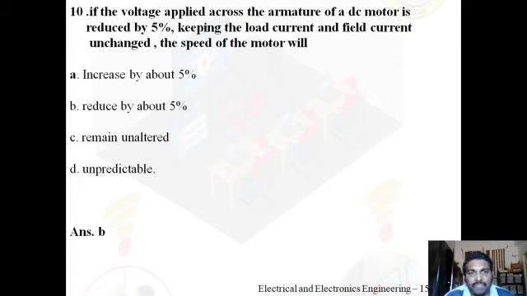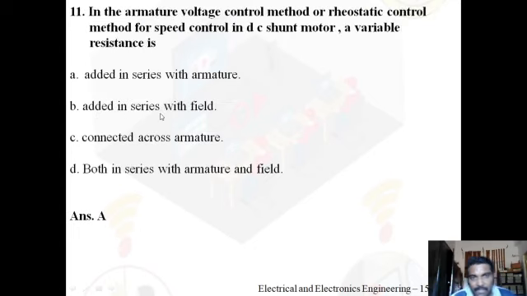If the voltage applied across the armature of a DC motor, VA, the voltage across the armature, is reduced by 5%, keeping the load current and field unchanged, that is, the load is constant and the field current is also constant, what happens to the speed? We know that the speed is directly proportional to armature voltage. As armature voltage is reduced by 5%, the speed is reduced by 5%. Therefore, you can go for option B.